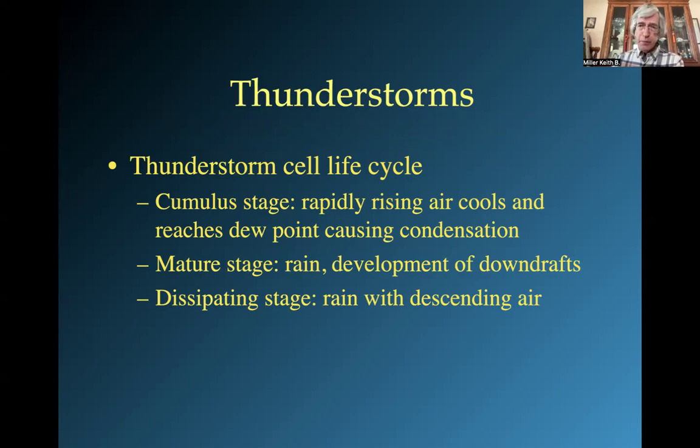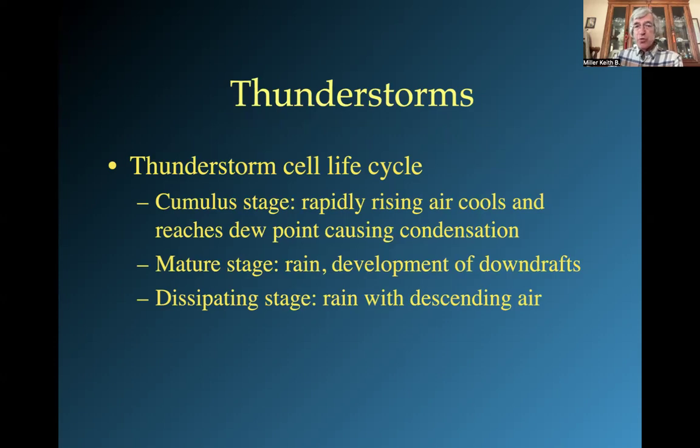Thunderstorms have a life cycle. They have what's called a cumulus stage, which is rapidly rising air. Air that is warmer and has more moisture in it is lighter and it will rise. And as that warm, moist air rises from the lower atmosphere upward, it starts to cool off. Eventually, it reaches the dew point, at which time condensation occurs and the water precipitates out of the atmosphere.